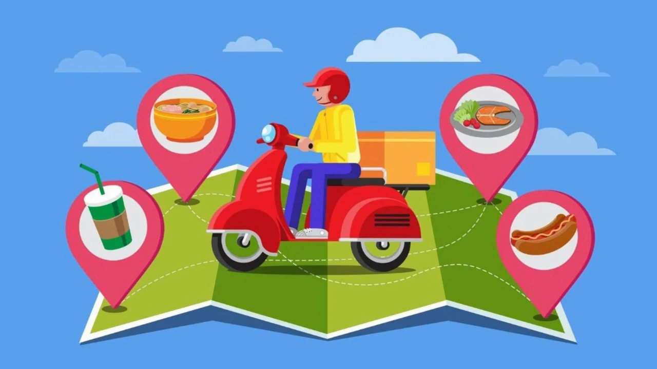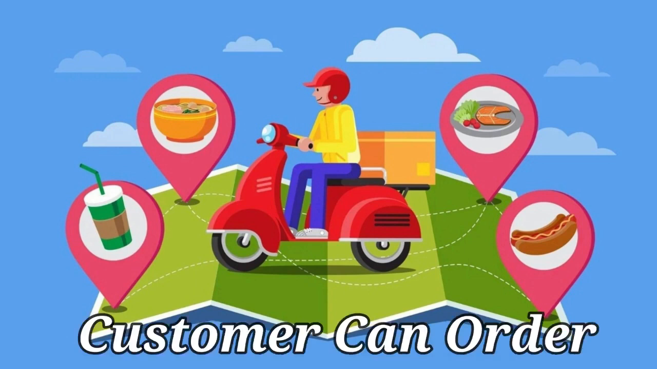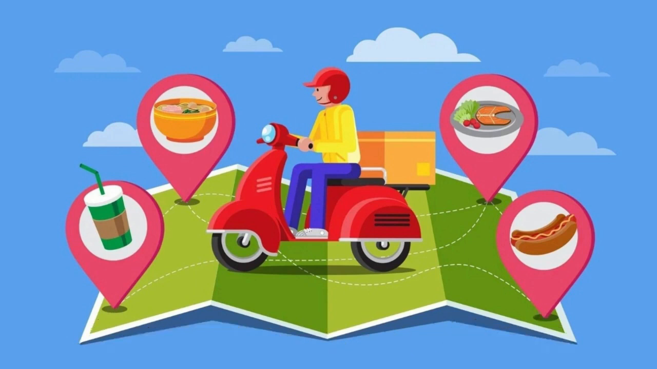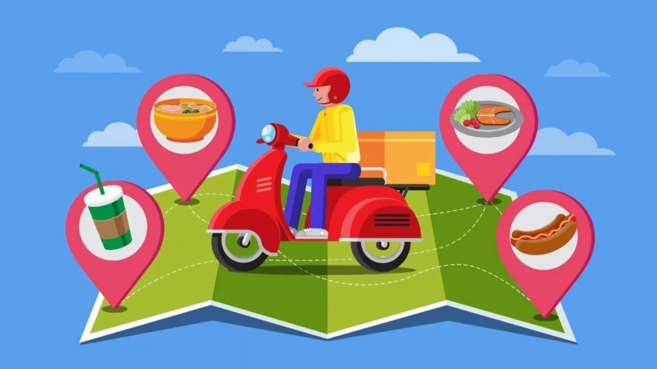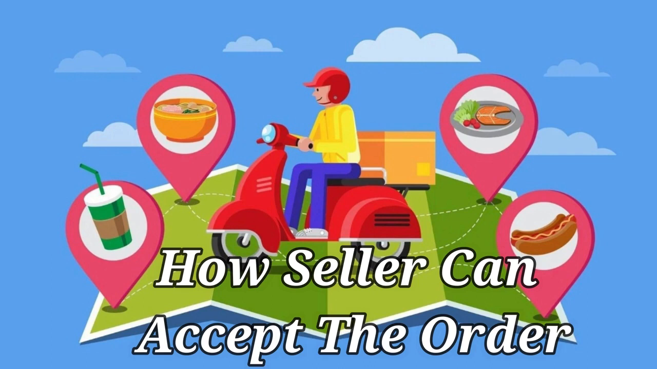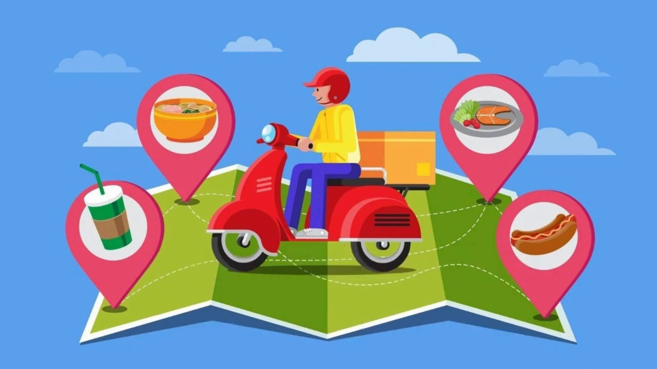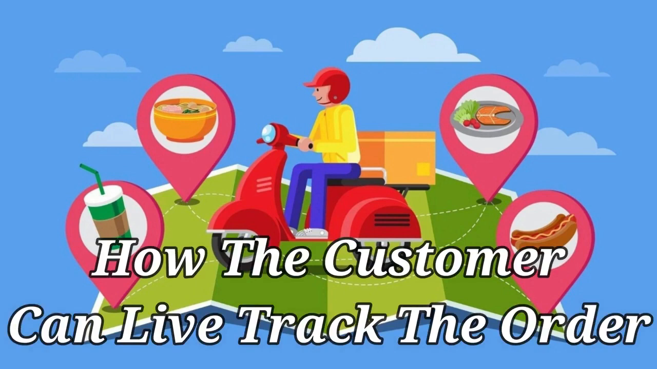Hi everyone, today we are going to understand how our ready-made food delivery application Raunix works. By watching this video, you will be able to understand how a customer can order from a nearby restaurant, choose variations, pay online, how the driver can accept the order, how the seller can accept the order, how the complete order can be delivered, and how the customer can live track the whole order.